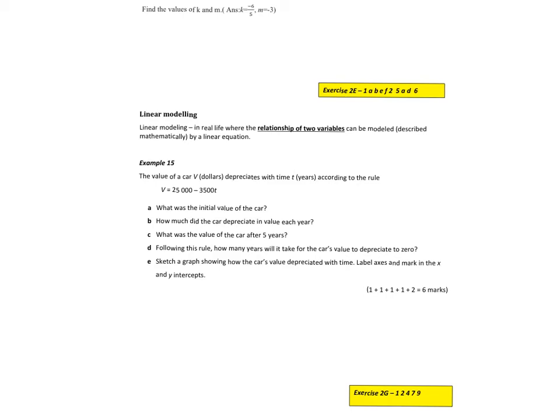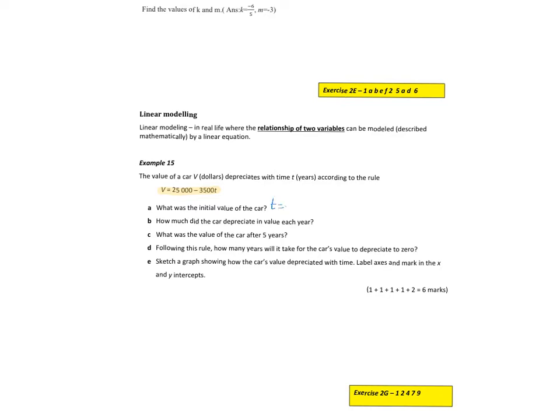Okay, as with any sort of modelling, we take into account what the variables are that we're modelling, and in this case it's the value of a car and how it depreciates over time, t in years. So we can see our model here. The value here is given by 25,000 minus 3,500 t. And so we want to try and interpret not just the math of it, but the practicalities of it.